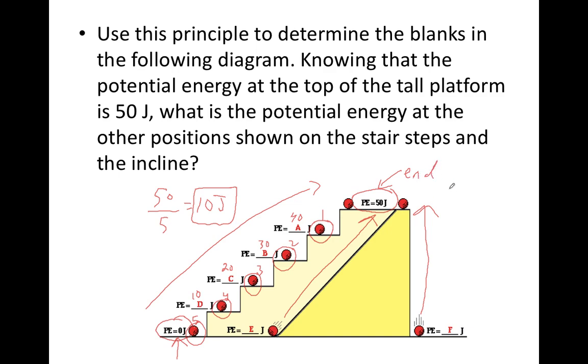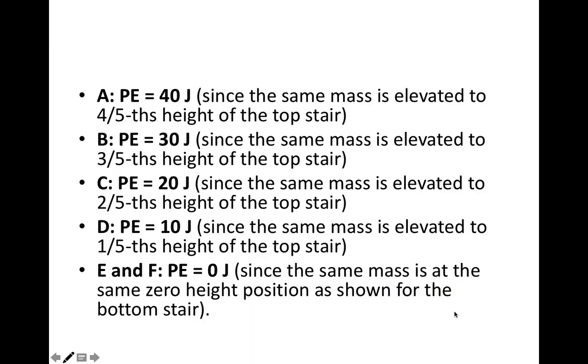because the potential energy is only dependent on the height above the ground and the mass of the object. So whether you go straight up, whether you go up the incline, or whether you go up the stairs, once you get to the top, the potential energy is always 50. And the potential energy at the bottom would be 0 at both E and F. And that's what's shown here.